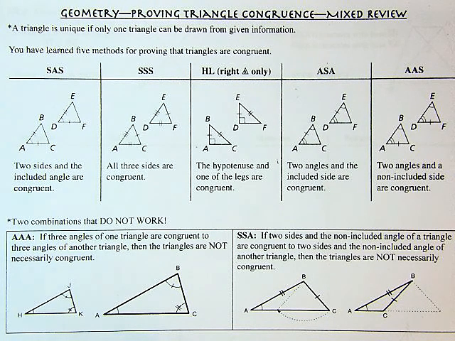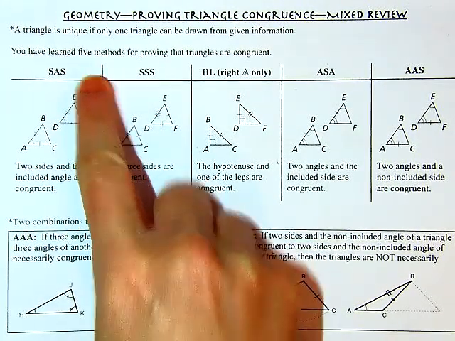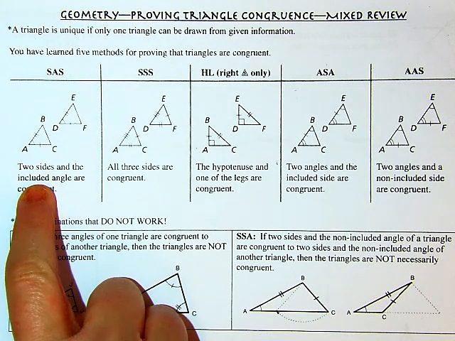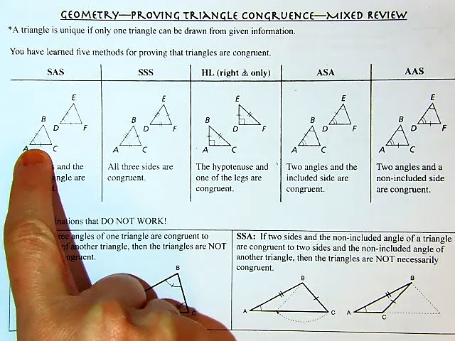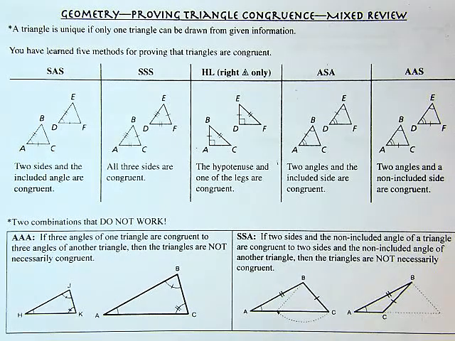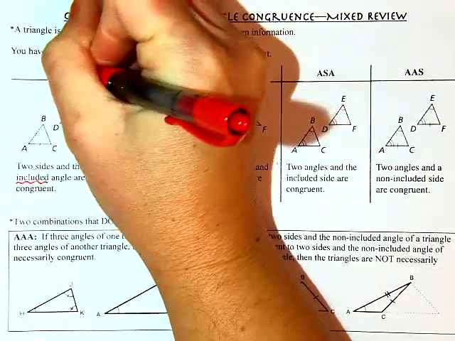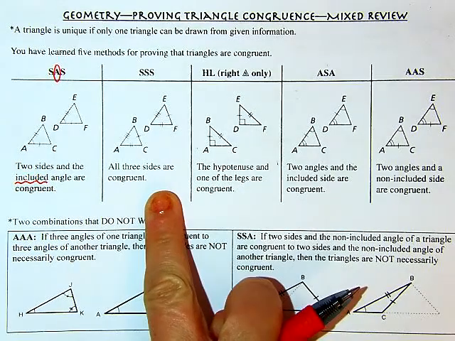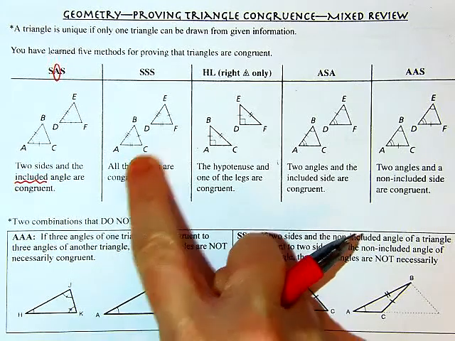So we have our first option right here, side, angle, side. So here we have 2 sides and the included angle are congruent. So that's essential. It has to be the angle that is sandwiched right in between those 2 marked sides. So I'm going to underline that word included, and that's why the A is right in between. Okay, SSS, we're linking up all 3 pairs of corresponding sides, like you can see.